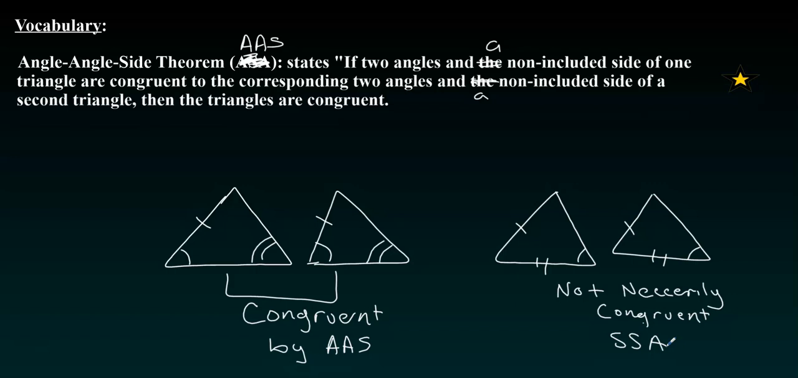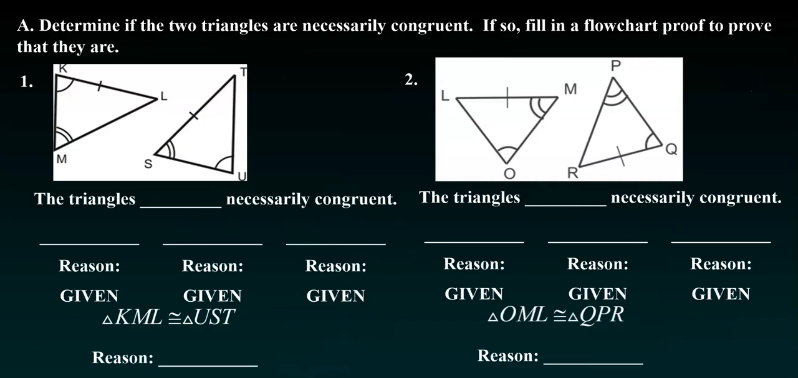All right, let's go on to the notes. Determine if the two triangles are necessarily congruent. If so, fill in a flowchart proof to prove that they are. So, taking a look at number one here, we have this angle congruent and this angle congruent.